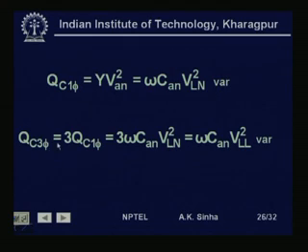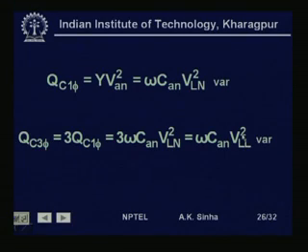For a 3-phase system, this will be equal to 3 times the charging volt ampere reactive generated by a single phase line, or between each phase and neutral of the line. So, this will be equal to 3 times omega CAN into VLN square, which is equal to omega CAN into VLL square. That is, if we take the line to line voltage or the system voltage for a 3-phase system, then the charging reactive power generated by the line will be given by omega CAN VLL square.